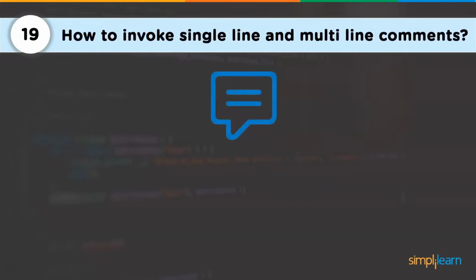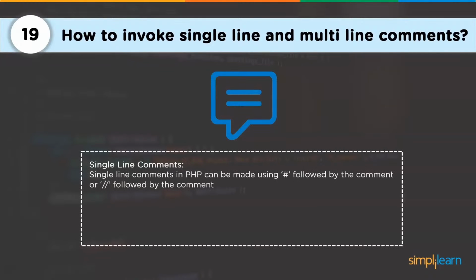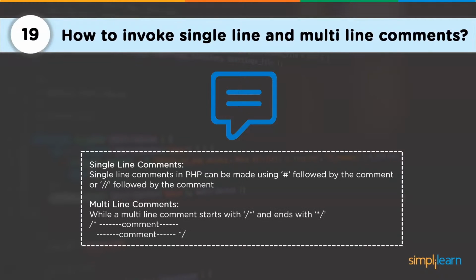Moving on, how to invoke single line and multi-line comments. Now a single line comment in PHP can be made using this hash followed by the comment or // followed by the comment. While in case of multi-line comments, you can use this /* and write your comments in multiple lines and enclose it with a star and slash.